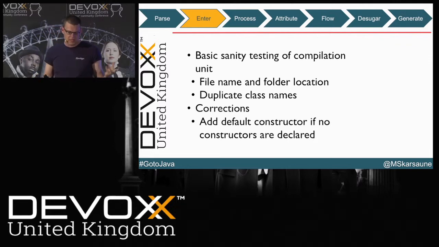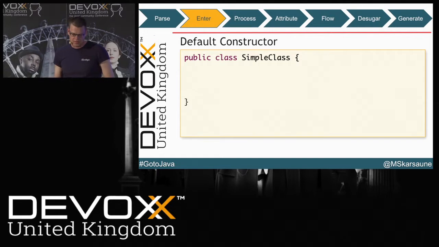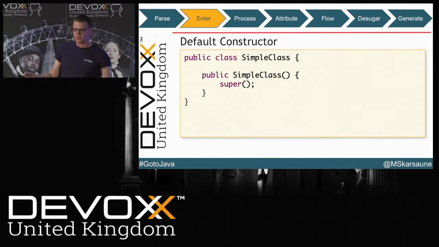And as you will see as we go along, most of these phases do some tests and sanity testing, but they also do some minor corrections. So for instance here, if you have a Java class and you've not declared any constructor for it, you will get a default constructor, and that is then inserted by the compiler at this point.